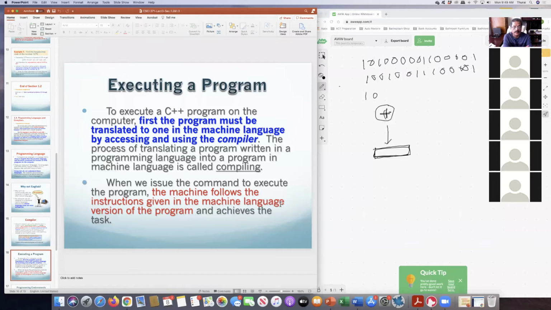But if your program is completely wrong, logically wrong, and it's using some wrong method to find an answer, the compiler cannot detect that. But if there are language errors, the compiler can detect that.